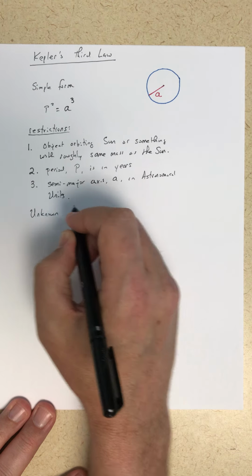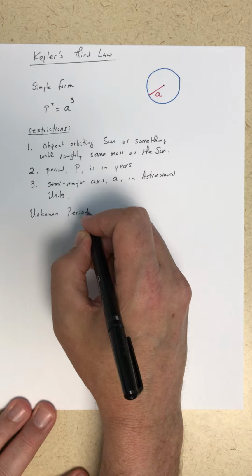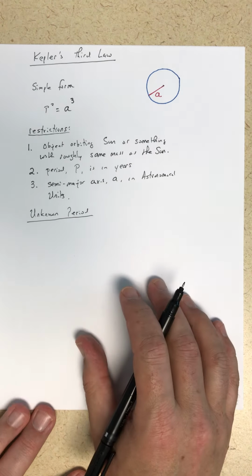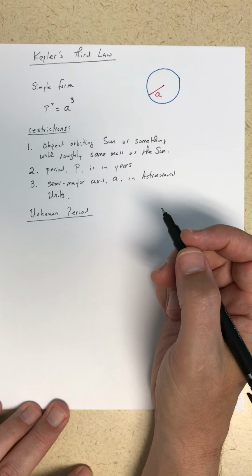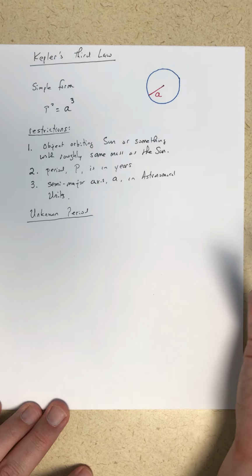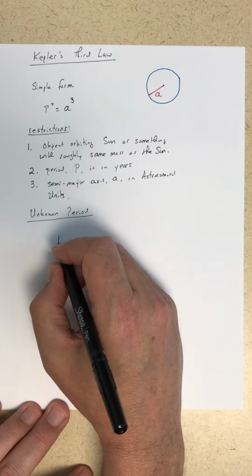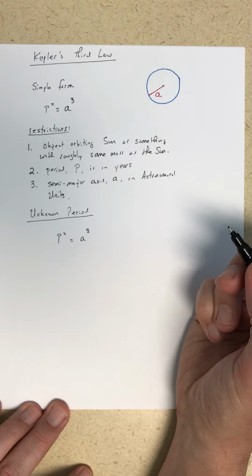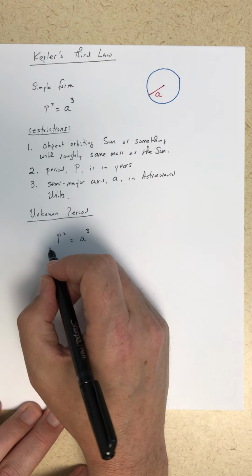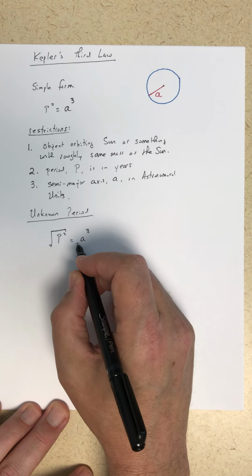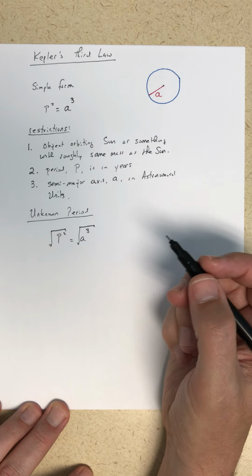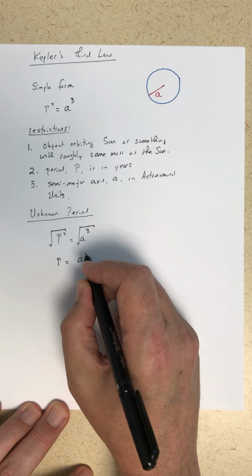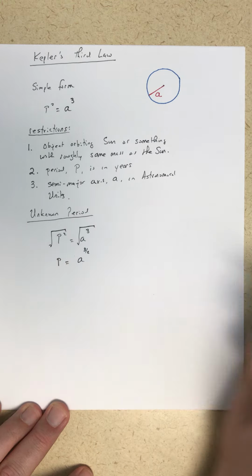First case is what do we do if it's the period we're trying to solve for, so the period is unknown. Basically, given a semi-major axis, what's the period? Period squared is semi-major axis cubed. I'll clear the square by taking a square root of both sides, and that gives me a period equal to the semi-major axis to the 3/2 power.